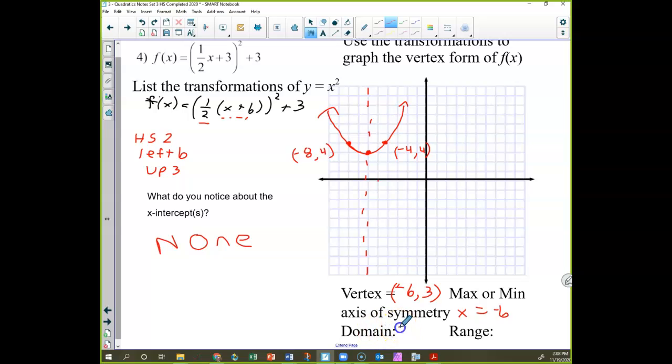Our domain here is going to be all reals. We could plug in anything we want for x, and we will get a y value. And our range, as we come from bottom to top, the first y value we have down here is at 3. And then those y values keep getting bigger and bigger and bigger. We're going from 3 to infinity.